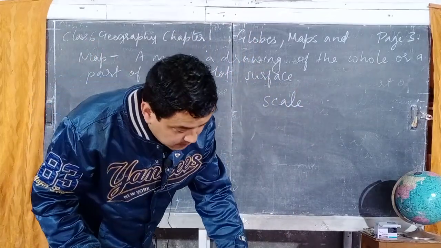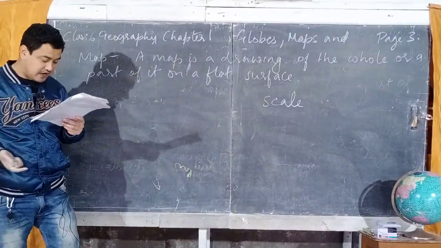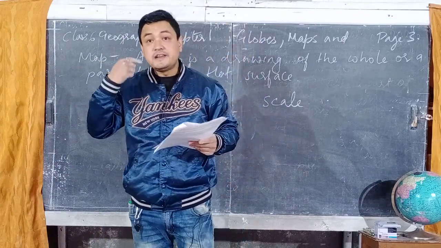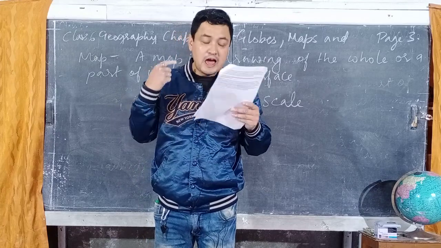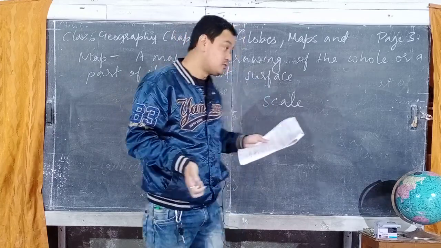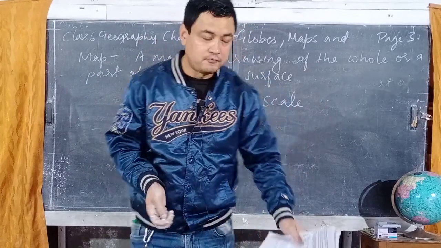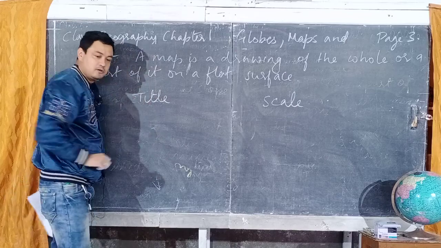So, I'm coming to the scale here. Now look at the scale, okay? Now, in order to read the map, we have been provided with some aid or tool, something which helps us to read the map. The first one is the title. The first one is the title of the map, okay?